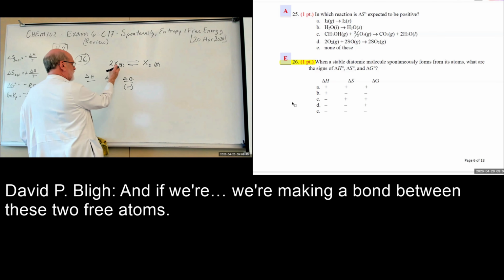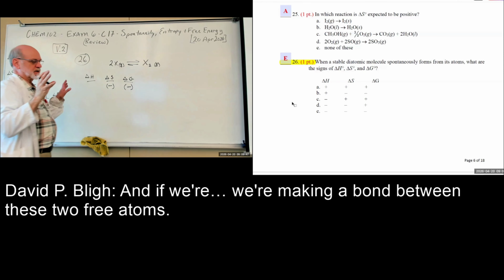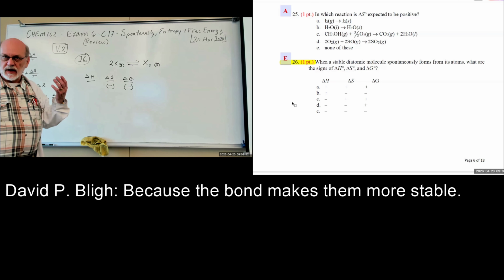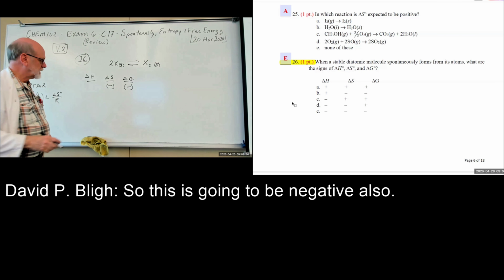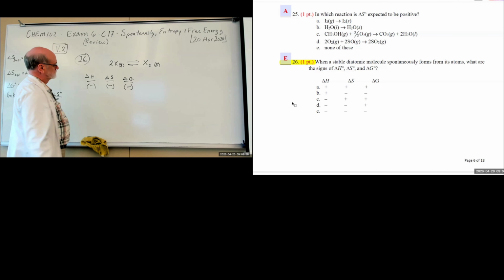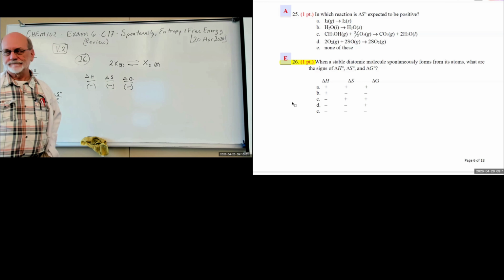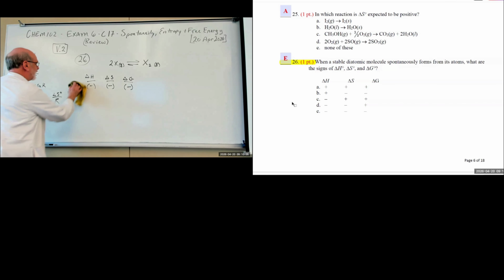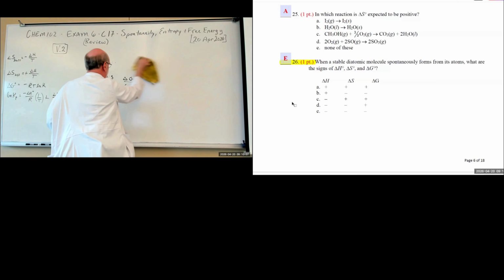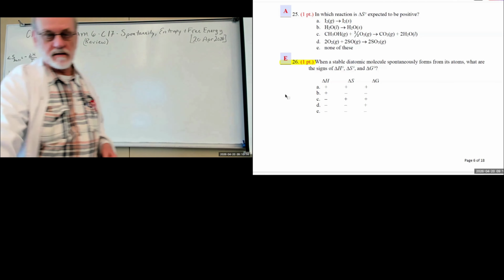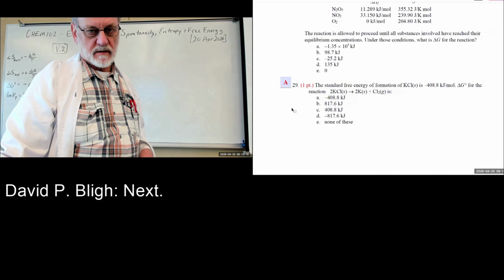Okay. And if we're making a bond between these two free atoms, they give up energy when they do that, because the bond makes them more stable. So this is going to be negative also. They're all negative. Okay. Right. Next.